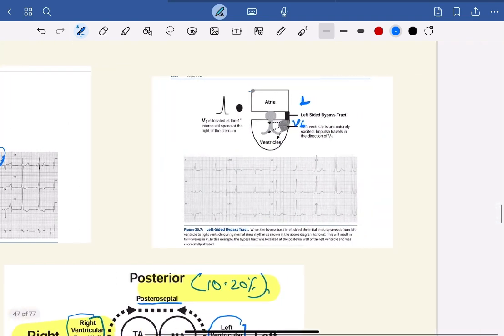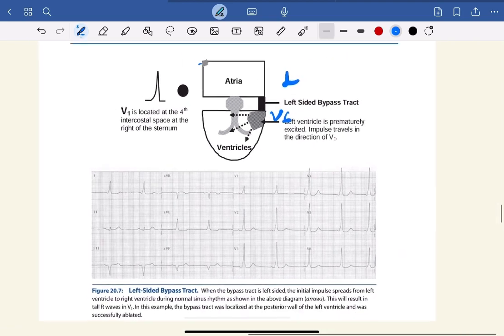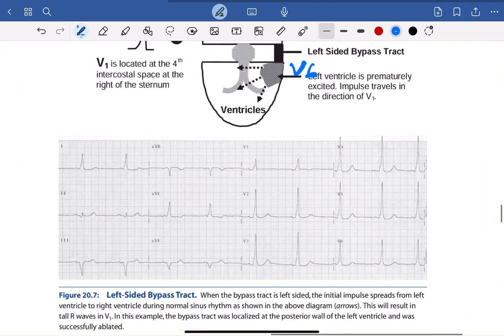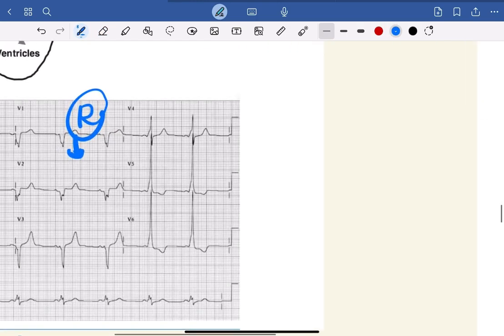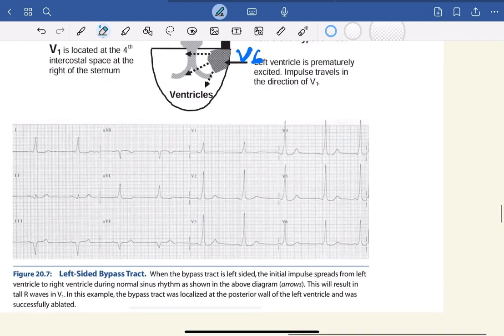Compared to that, here there is a short PR interval and delta waves, and the STT wave changes are discordant. And see here, these delta waves are not that prominent because it is on the left side. Compared to here, where they are very prominent. So once you diagnose this as WPW syndrome, you have to localize the bypass tract. For that you have to see V1. In lead V1, there are positive delta waves. Positive delta waves in V1 means the bypass tract is present on the left side.